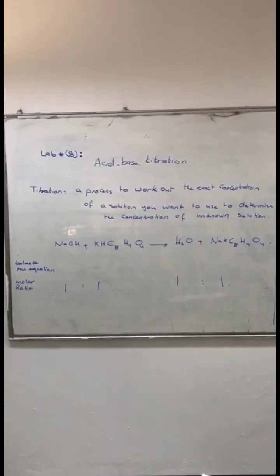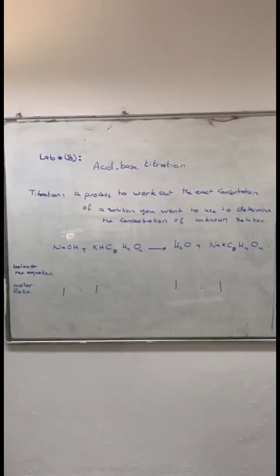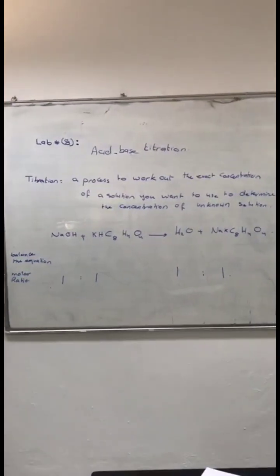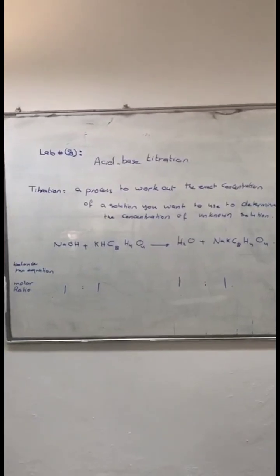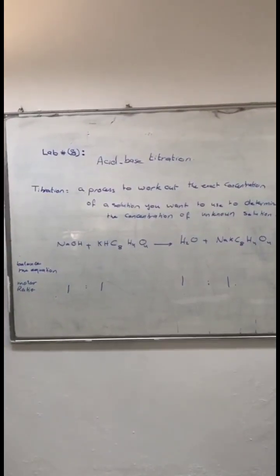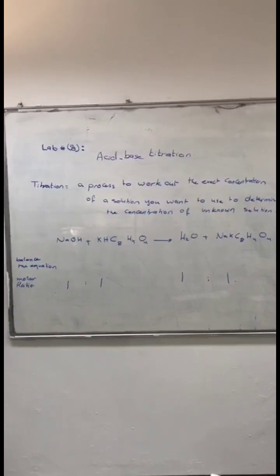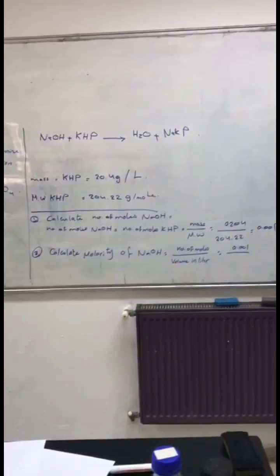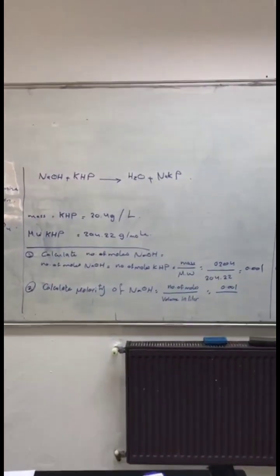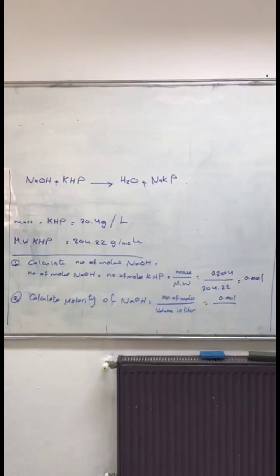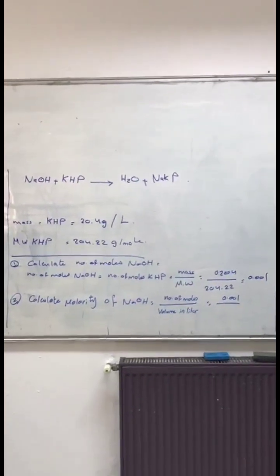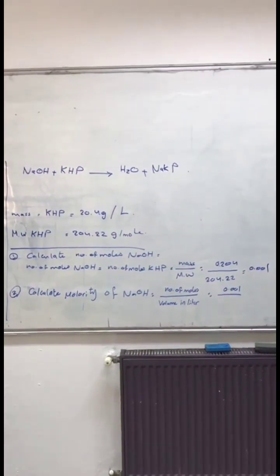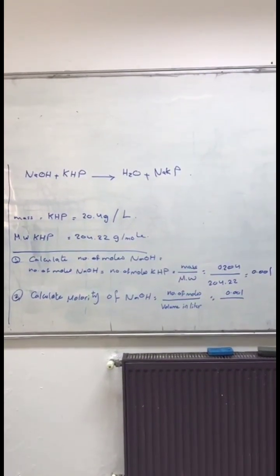First of all, you have to balance your equation, so you can't work with the unbalanced equation. The molar ratio after balancing the equation is 1 to 1 to 1 to 1. This is the given information for our equation: the mass of potassium hydrogen phthalate equals 20.4 gram per liter and the molecular weight is 204.22 gram per mole.